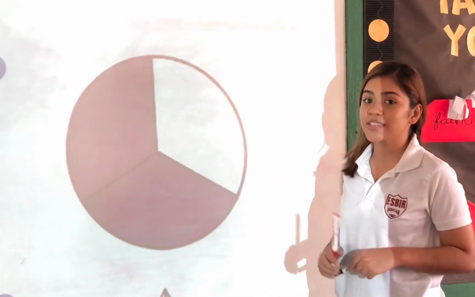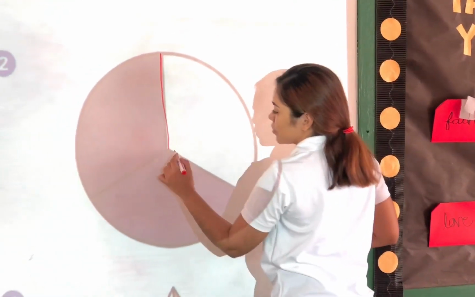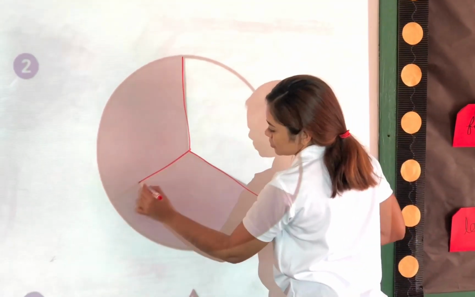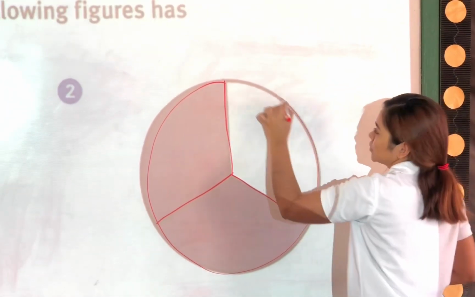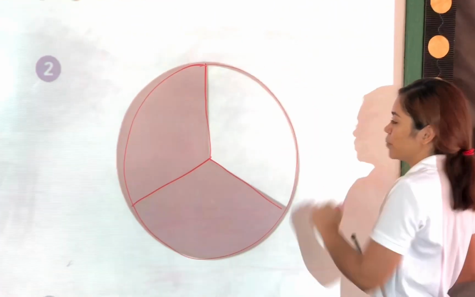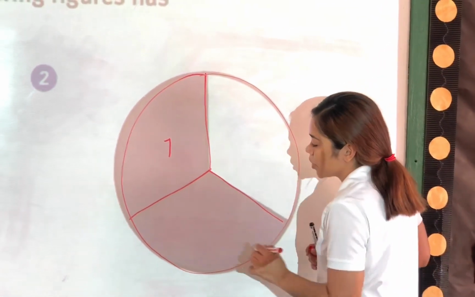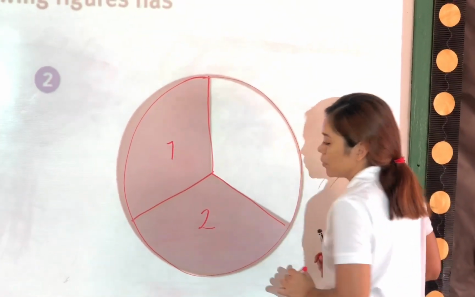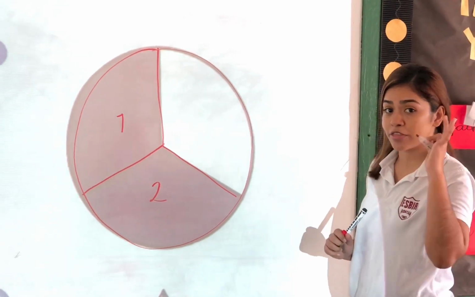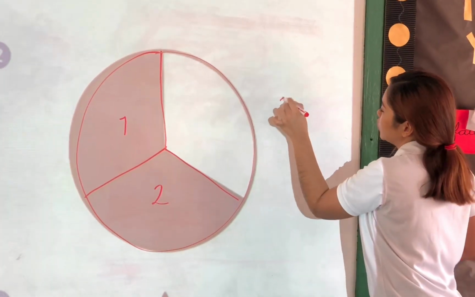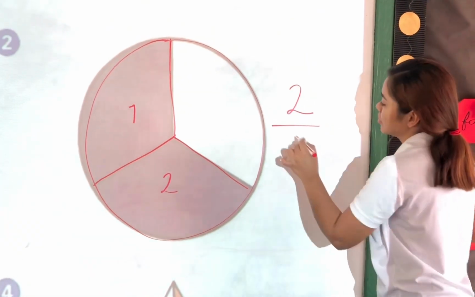Let's go with exercise number 2. We have 3 parts in total. It's not the best circle, but I tried. 3 parts, and how many parts do I have shaded? 1 part in purple and 2 parts in purple. This means that I have 2 shaded parts out of 3 parts. So I put my numerator, number 2, and my denominator, 3.